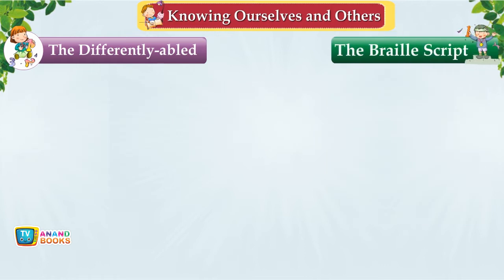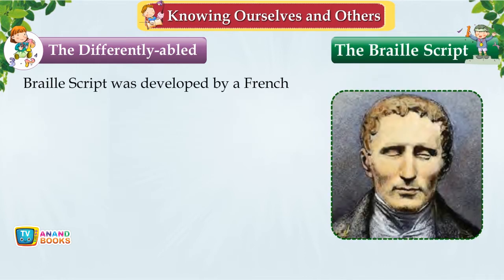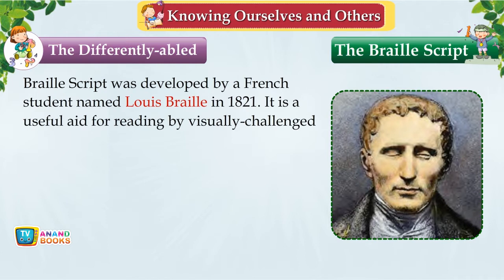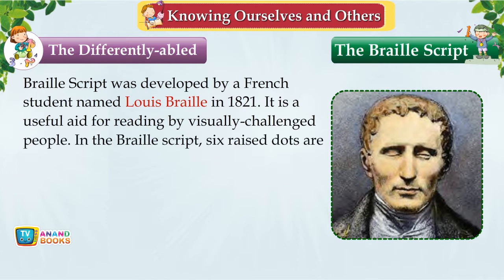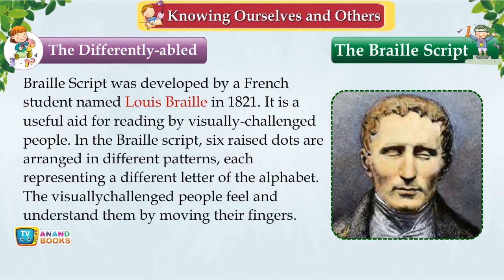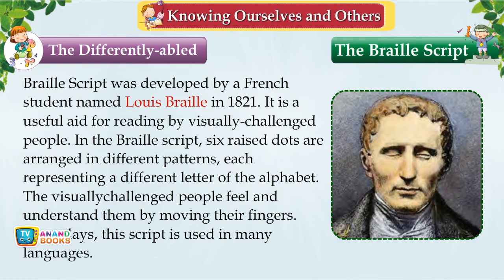The Braille Script. Braille script was developed by a French student named Louis Braille in 1821. It is a useful aid for reading by visually challenged people. In the Braille script, 6 raised dots are arranged in different patterns, each representing a different letter of the alphabet. The visually challenged people feel and understand them by moving their fingers. Nowadays, this script is used in many languages.